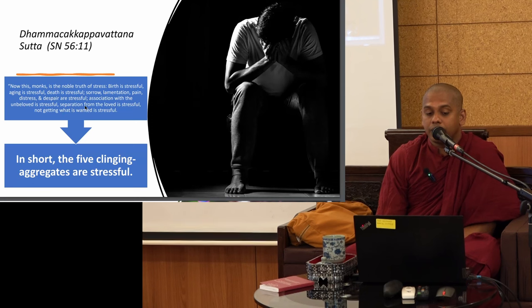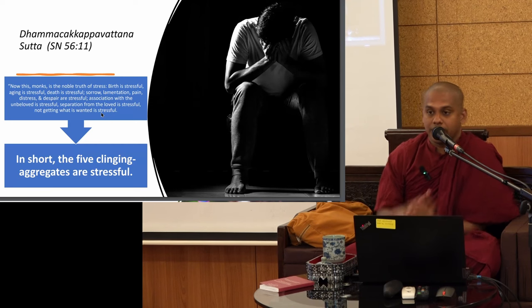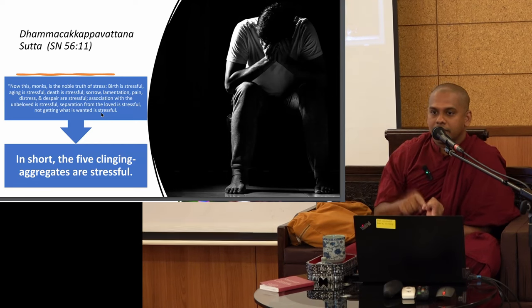And here, what are we now going to do? To understand the five aggregates, or understand the clinging five aggregates. What is five aggregates? You can say Rupa, Vedana, Sanya, Sankara, Vijnana. Those who have studied Pali know Rupa, Vedana, Sanya, Sankara, Vijnana. In other words, in English: form, feeling, perception, mental formation, and consciousness.